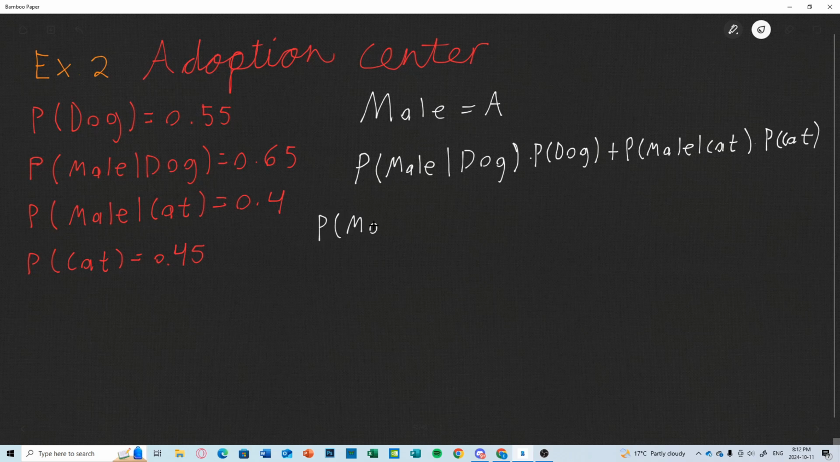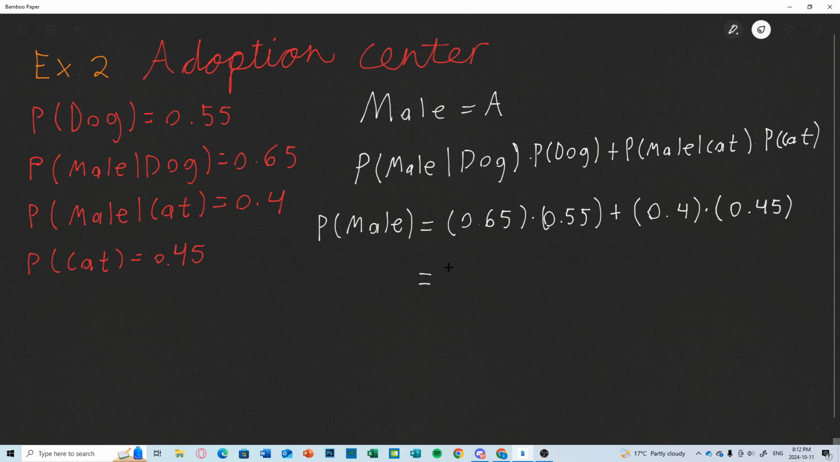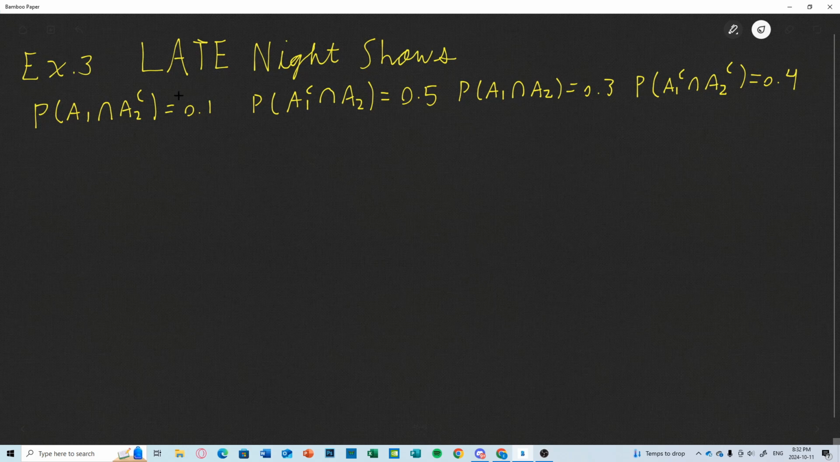So if we put in all the numbers that we know, we get male given dog, which is 0.65, multiplied by the probability of dog, which is 0.55, and this is going to be added to male given cat, which is 0.4, multiplied by just the probability of cat, which is 0.45, which will total us getting a probability that it's a male of 0.5375. Alright, now we have question 3, which is about late night shows.